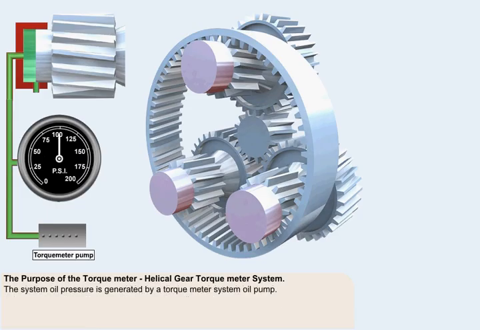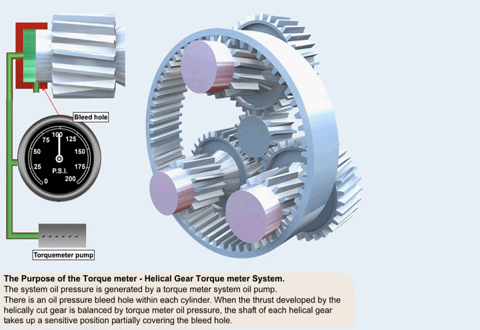The system oil pressure, which in some systems can have quite a high value, for instance the Proteus engine was capable of developing about 800 pounds of torque, is generated by a torque meter system oil pump. In this system, which is similar to that used on the Rolls-Royce Dart engine, there is an oil pressure bleed hole within each cylinder. When the thrust developed by the helically cut gear is exactly balanced by torque meter oil pressure, the shaft of each helical gear takes up a sensitive position, partially covering the bleed hole.